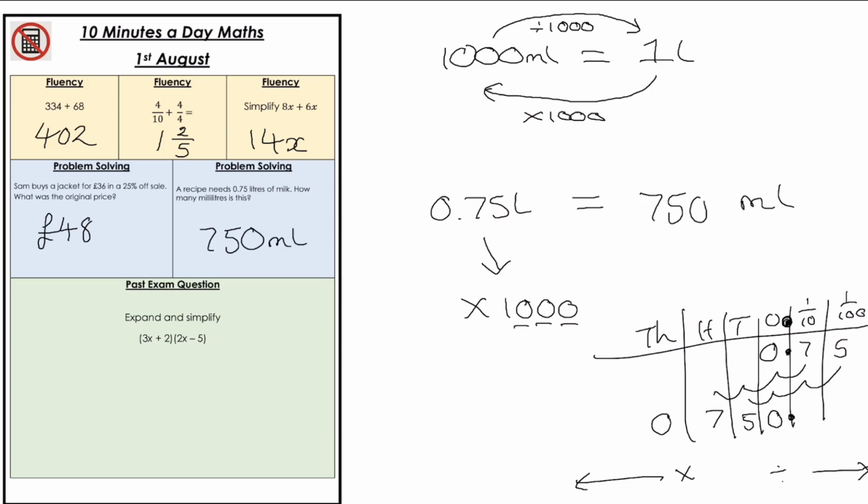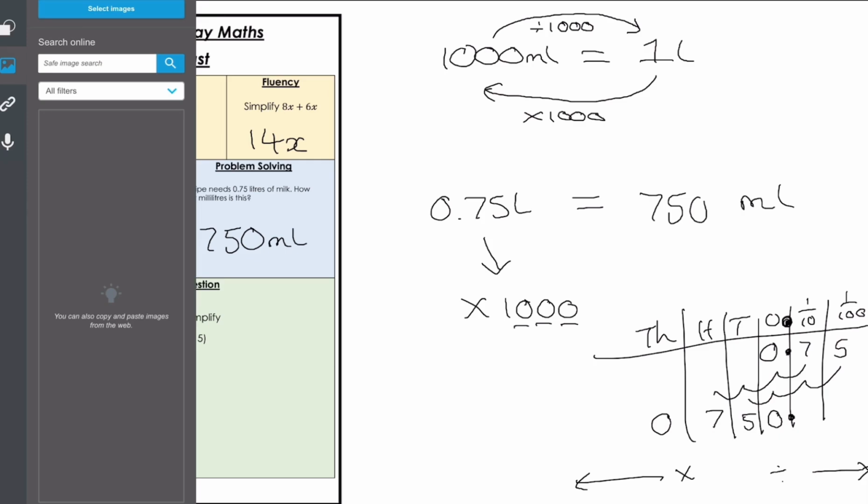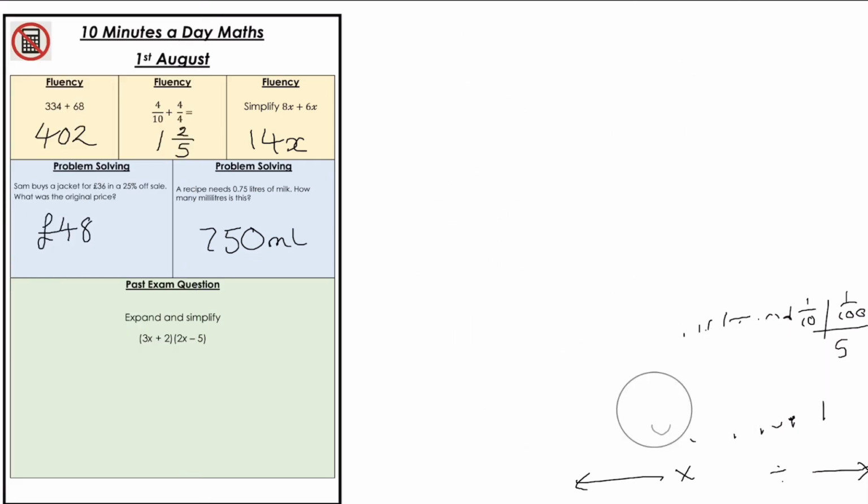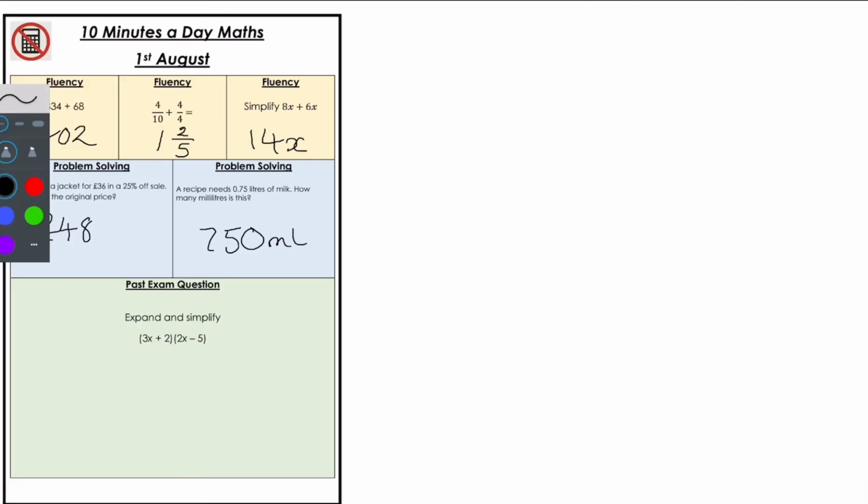So place value grid, okay? Nice way to do it. Now, the final one is an exam question, okay?